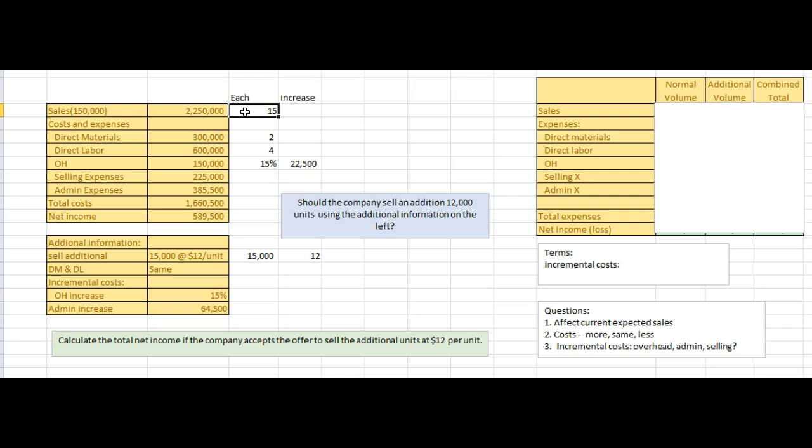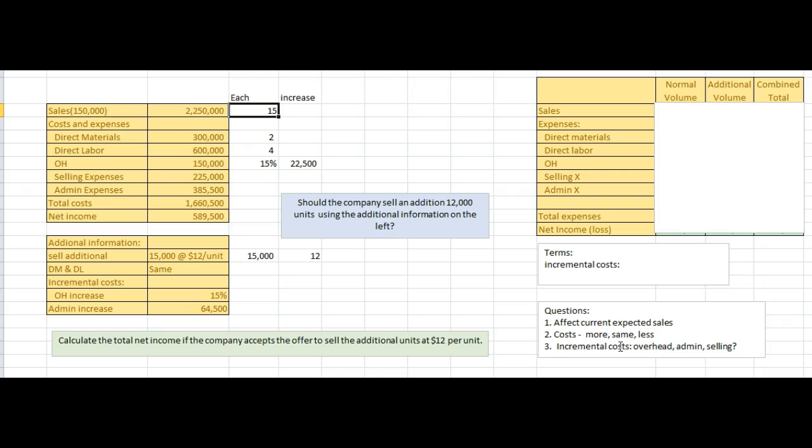And you have to do some calculations, but you need to figure out how will this affect current expected sales? Are the costs more, the same, or less? I mean, we've already got the setup running, so there's a little less overhead running. And how does it affect overhead, administration, and selling costs? So let's kind of dig into this and find out.